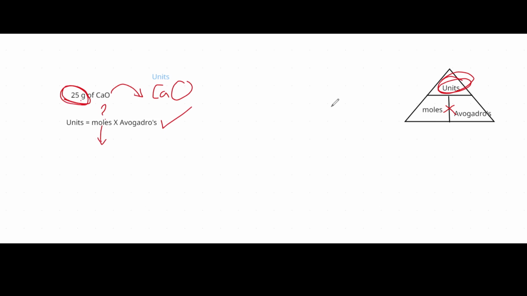We need to calculate the unit. So we have two unknowns. But we have a bit of information from which we can get the moles. We can use the same triangle. The mole is equal to the mass divided by the molar mass. Okay, so we can use this to calculate that.